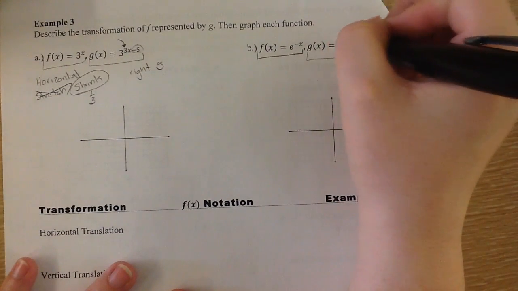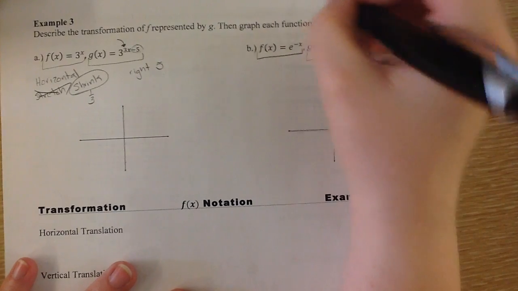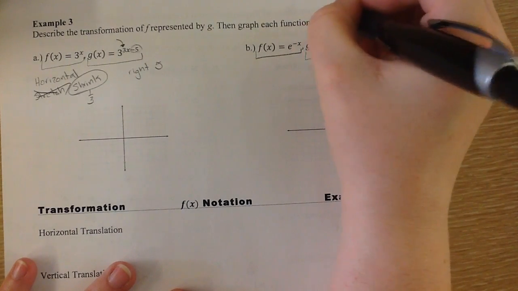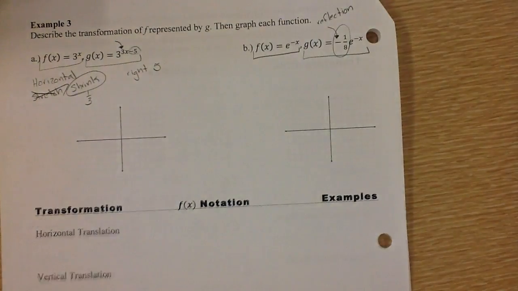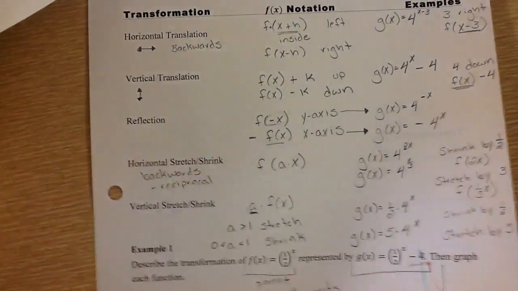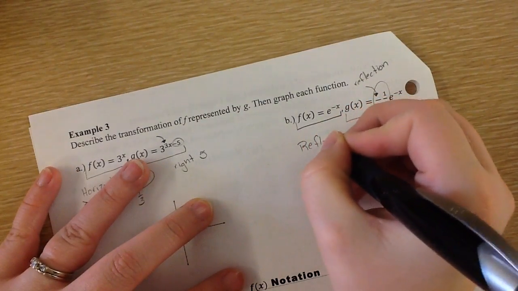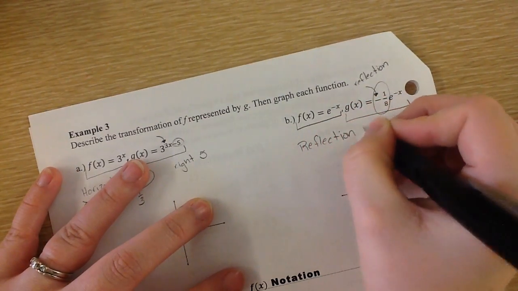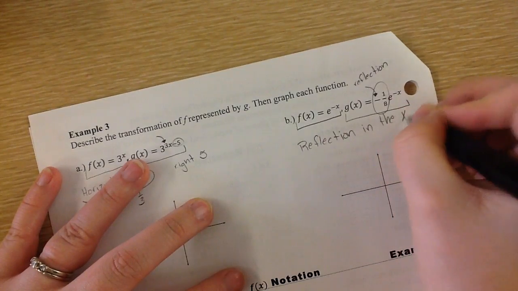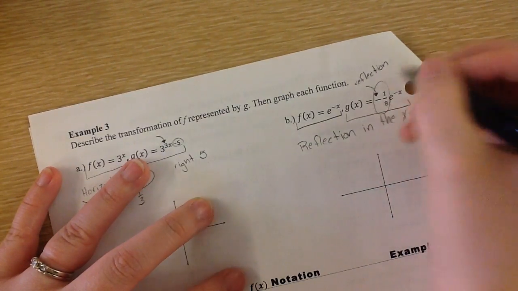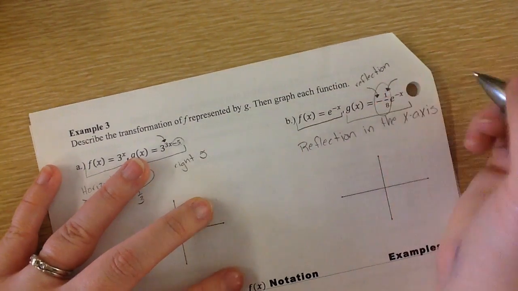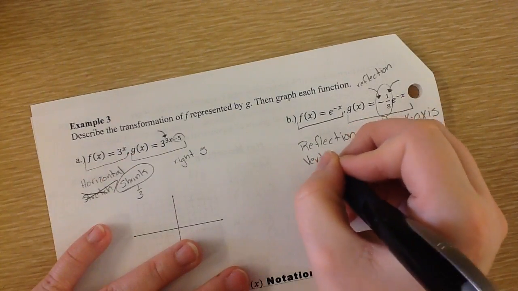Well, this is really doing two different things. The negative is going to do a reflection, and it's a negative out front. So a negative out front is a reflection in the x-axis. So we will have a reflection in the x-axis. Okay. And then this 1/8 again is out front, so that's going to be a vertical.